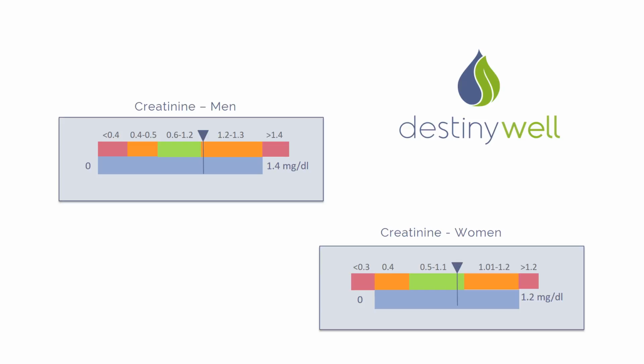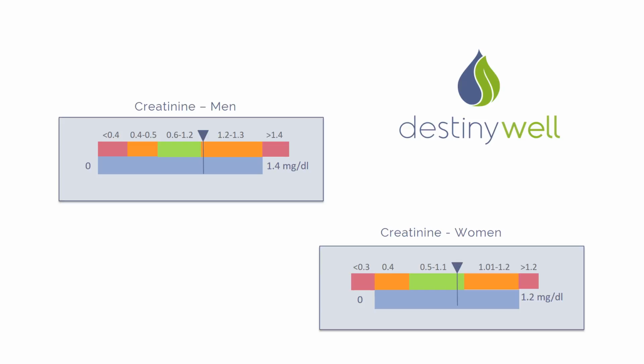Our laboratory reference range for creatinine in men is 0 to 1.4 milligrams per deciliter. DestinyWell feels that the optimal creatinine is between 0.6 and 1.2 for a man, that between 0.4 and 0.5 is mildly low, and less than 0.4 is low. On the other side of the graph, mildly high is 1.2 to 1.3, and high is greater than 1.4.